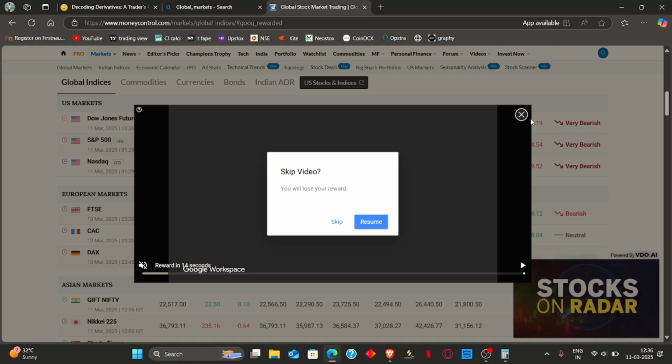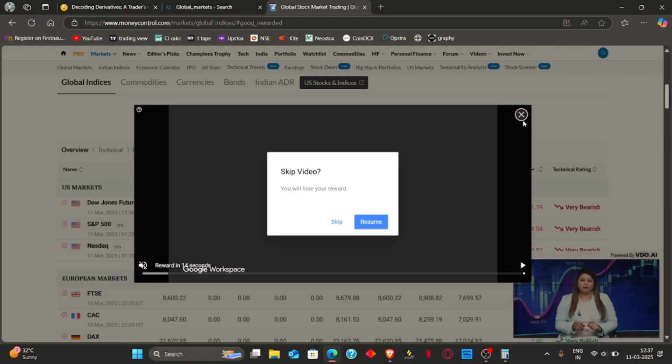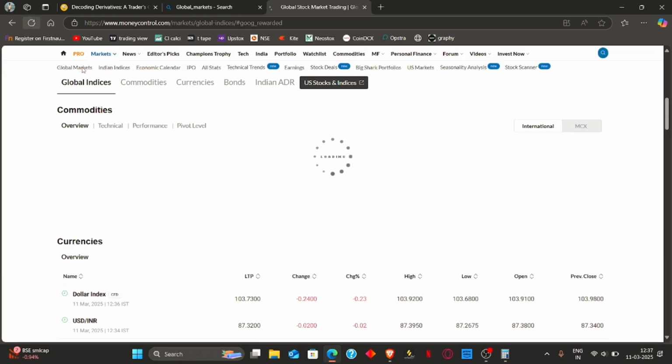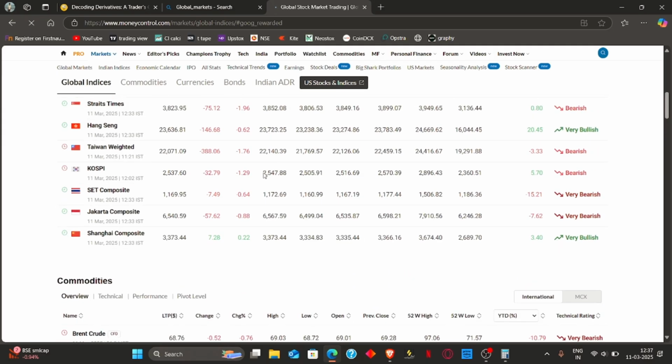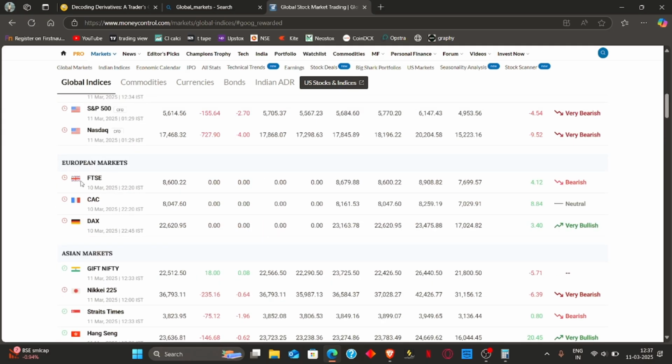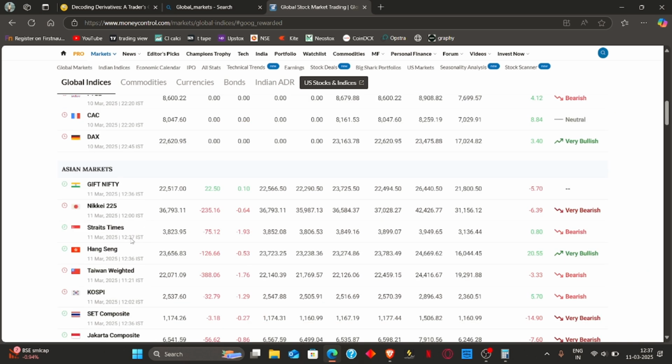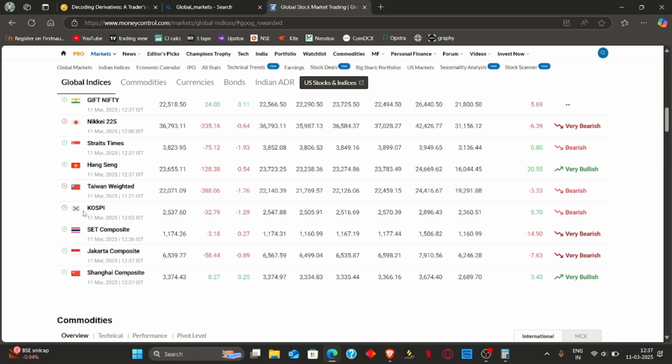Sorry for this ad. Let us refresh this page once again. Okay. So this is the British market, FTSE, the French market CAC, the German DAX market. And now coming to the Asian markets, that is the Japanese Nikkei, Gift Nifty of our Indian stock market. This is the Singapore one, Hong Kong, Taiwan, Japan. Sorry, this is South Korea. This is Kospi, South Korea. Now this is the Singapore Exchange once again, Jakarta Composite, and this is the Chinese Shanghai Composite.